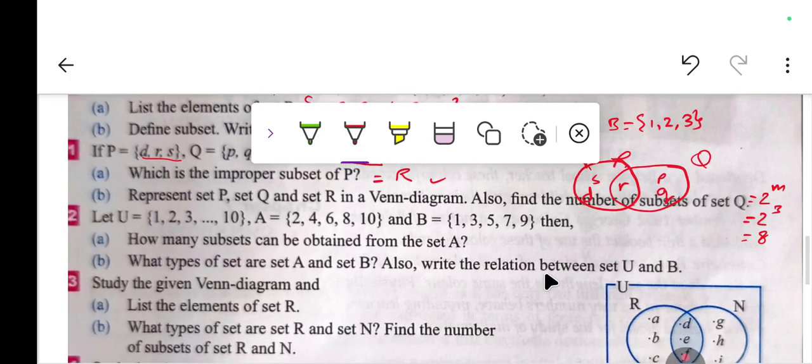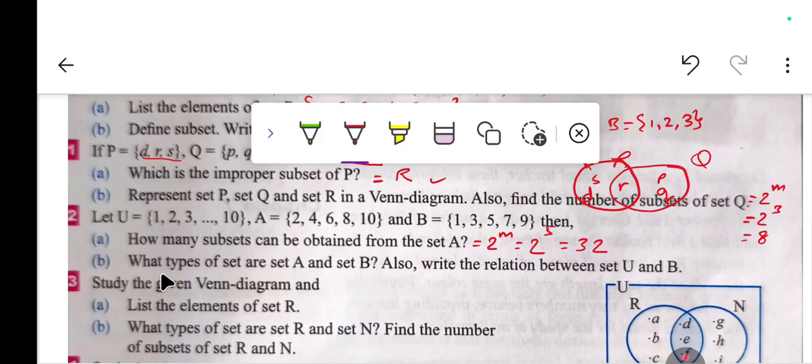Coming to question number 12. Universal is given, A is given, B is given. How many subsets can be obtained from set A? Very easy. We have to use the formula 2 to the power M. In A, how many elements are there? 5 elements. 2 to the power 5 becomes 32.